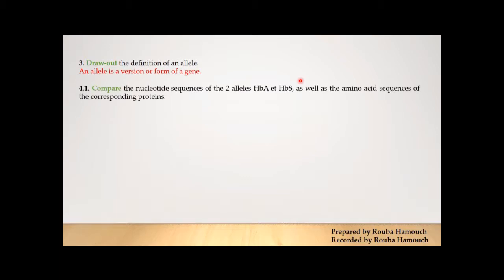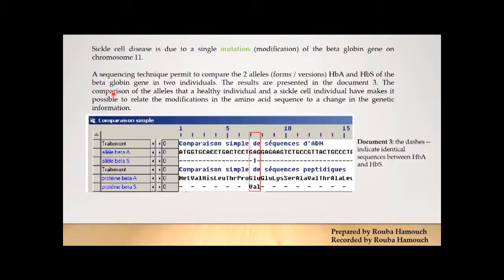The second question is, compare the nucleotide sequences of the two alleles, HBA and HBS, as well as the amino acid sequences of the corresponding proteins. Compare, state the differences and the similarities, not only the differences. Returning to document 3, we have to compare the two alleles beta A, beta S, and their corresponding beta globin protein A and beta globin protein S.